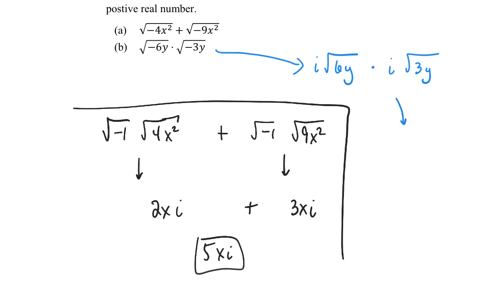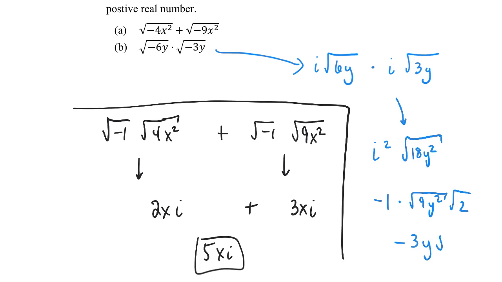So once you have the i and the i on the outside, you multiply those, i squared with -1, and then multiply 6y times 3y, and you get 18y squared, and then you take out the 9 and the y, and so you have y squared, and then you have -3y root 2. Good job.